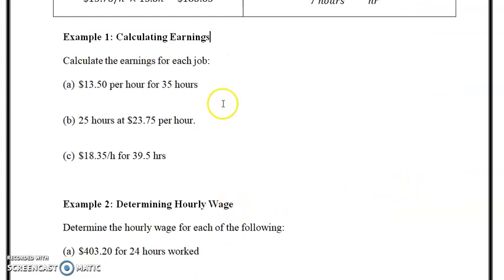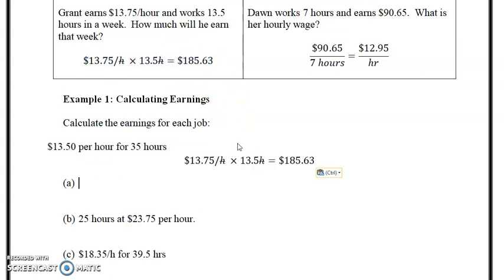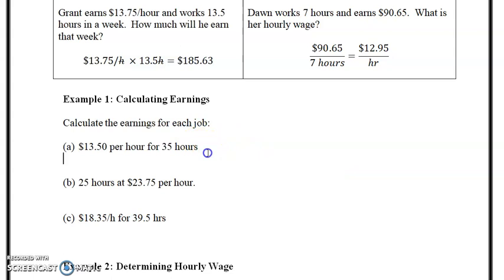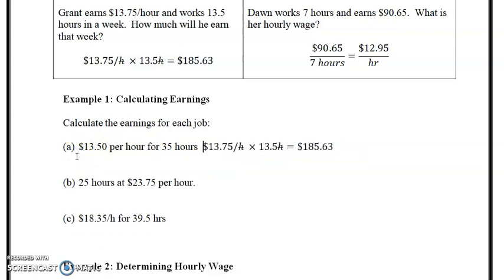Okay, let's look at example 1. It says calculate the earnings for each job. $13.50 per hour for 35 hours. So I'm just going to steal this equation here. So we put $13.50 in, 35 hours, and we'll get the amount.